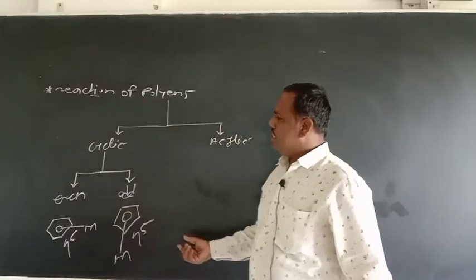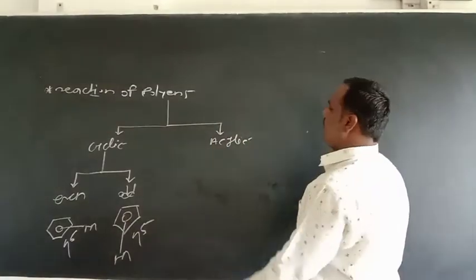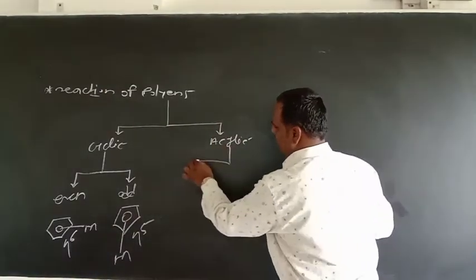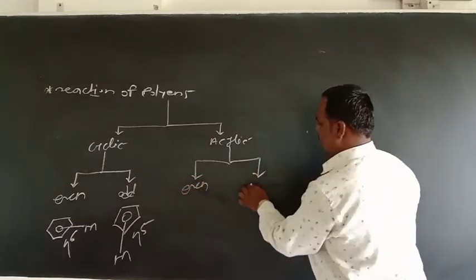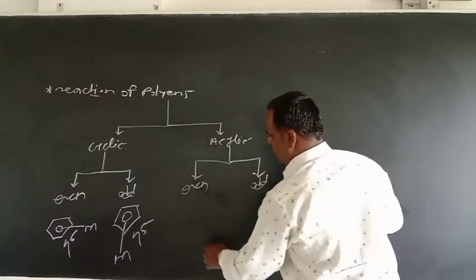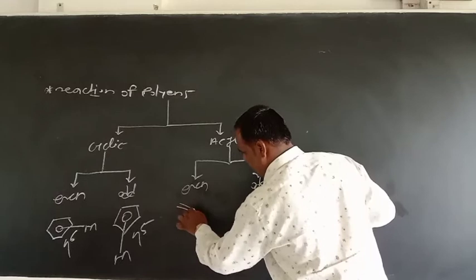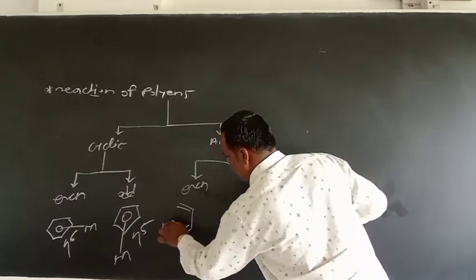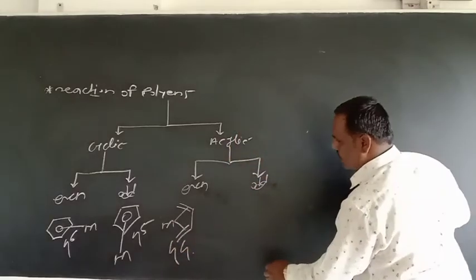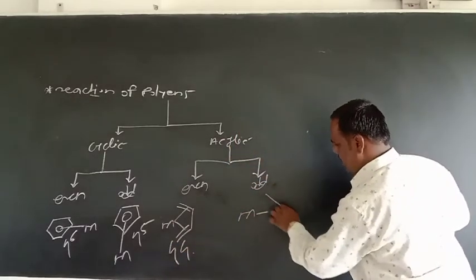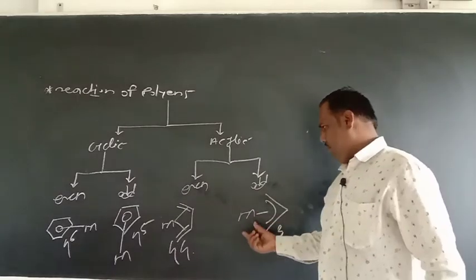So in cyclic polyenes, they are again classified into two types, one is even polyenes and second is odd polyenes. In acyclic, again they are classified into two types, one is even and another is odd polyenes. In even polyenes, if it is attached to the metal atom, then its hapticity is 4. And if you consider the odd polyenes, only 3 carbons are attached to the metal atom.